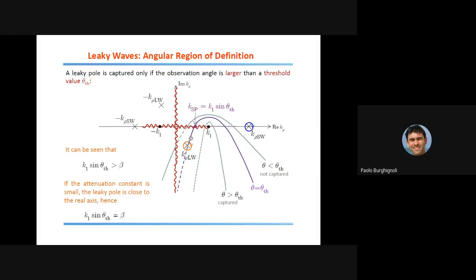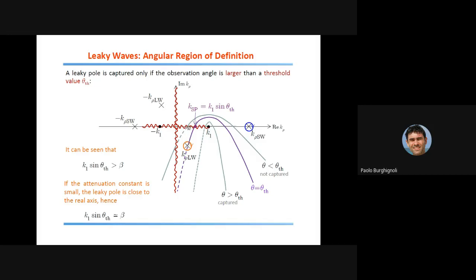If you increase further the observation angle, then you sweep across the pole and you capture it, so you should introduce the residue contribution in the representation of the field. Now it's easy to see that this threshold angle is such that the saddle point, which is K1 sine the threshold angle, is larger than beta, which is the real part of the wave number of the leaky pole.